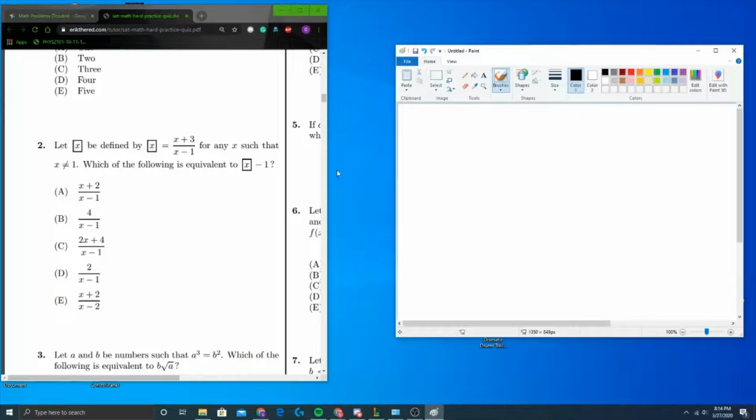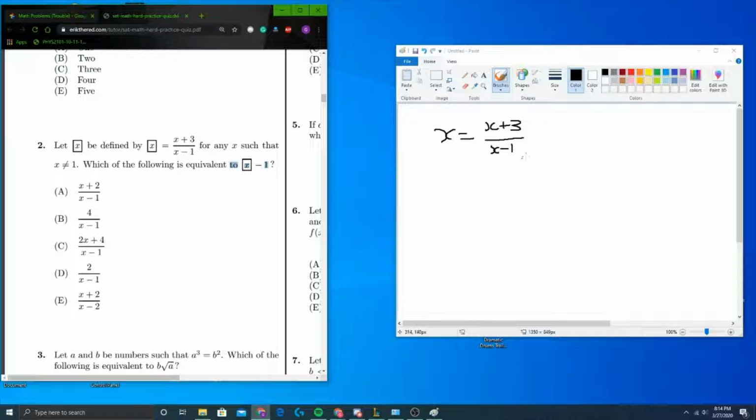Question number 2. Let x be defined by x is equal to x plus 3 over x minus 1 for any x such that x does not equal 1. Which of the following is equivalent to x minus 1? So these questions are scary, but once you find a trick to do them, they're actually very easy. Believe me, please. x is equal to x plus 3 over x minus 1. Which of the following is equivalent to x minus 1?